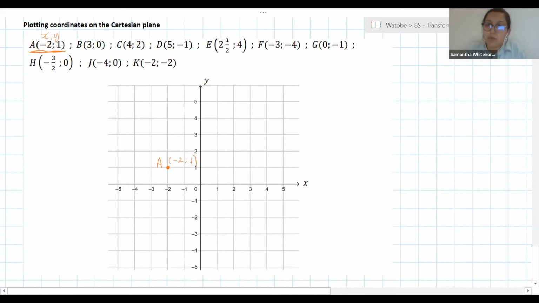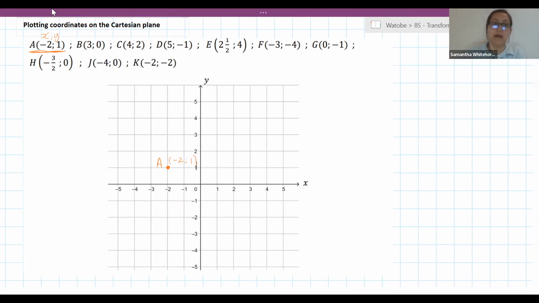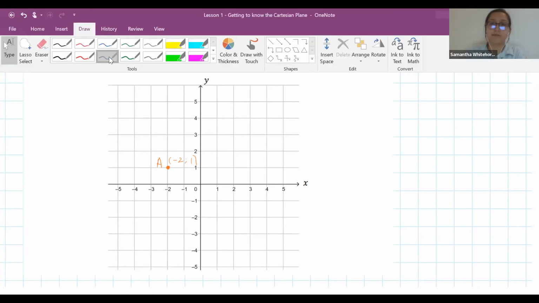So being able to plot our points is super important. And it's important that we remember it's X and then Y. If I had read that the wrong way around, my point would be somewhere else entirely. And so then I'm not plotting the correct point. And so we need to be mindful when plotting our points to do it correctly.